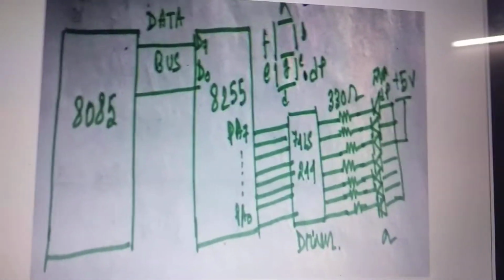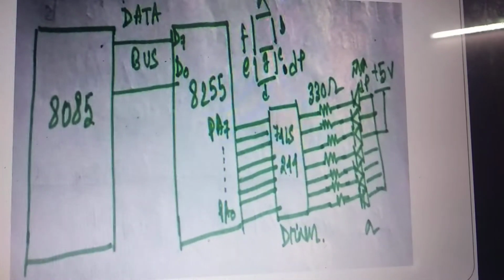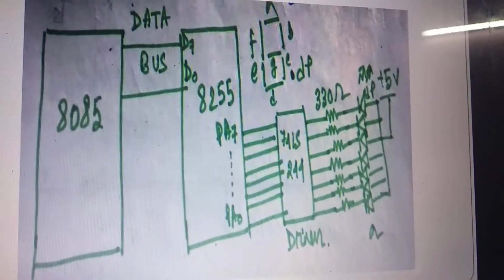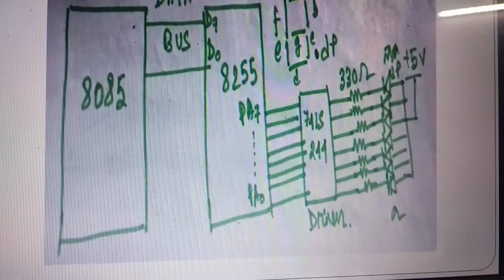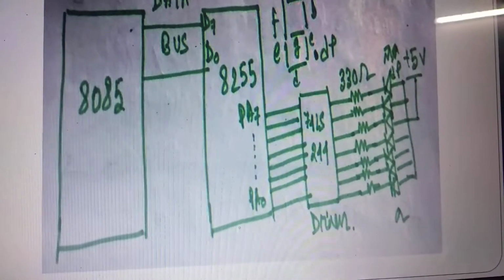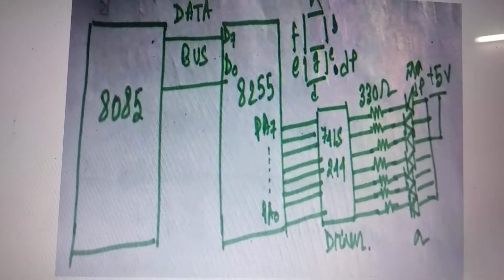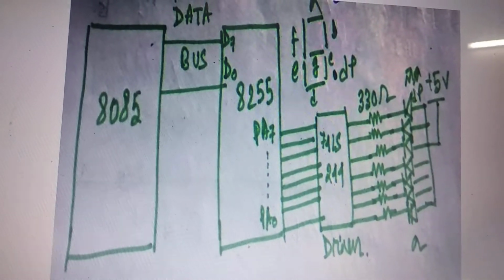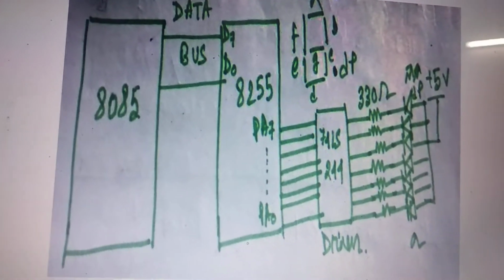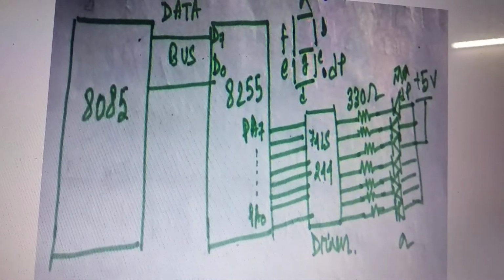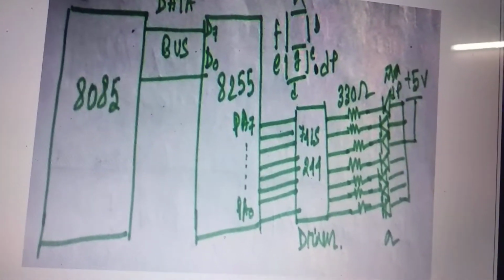Now we can see the data bus from 8085, starting from D0 to D7, is connected to 8255, and I have not marked the other control signals here. When we are interfacing any output device, the write bar and the chip select should be connected to the 8255. Suppose PA0 is connected to segment A, PA1 is connected to B, and in that way up to PA7 it is connected to DP, the decimal point.